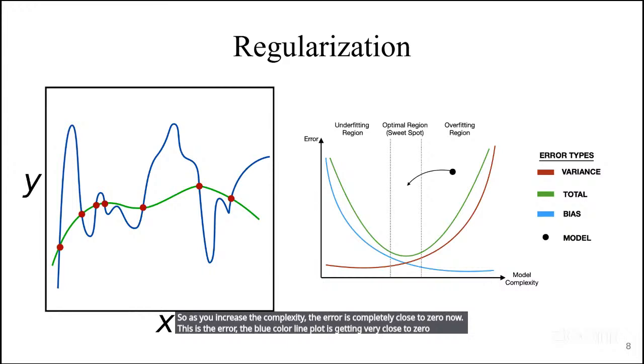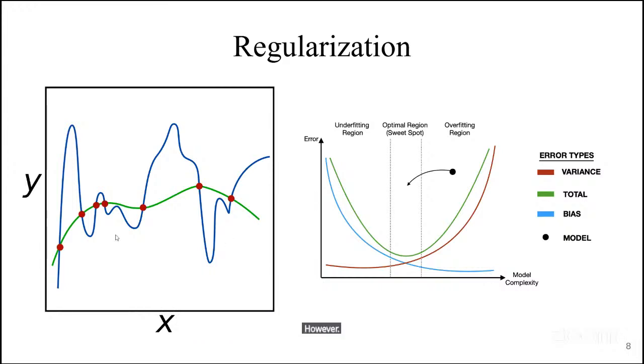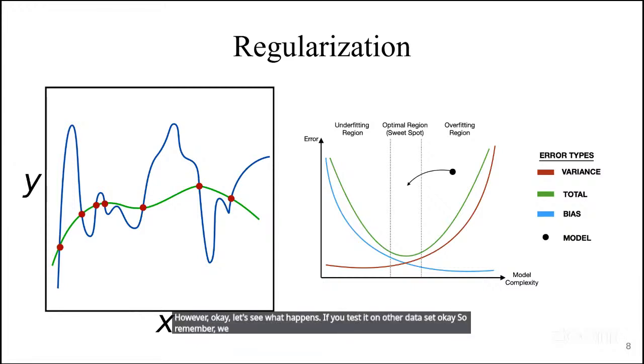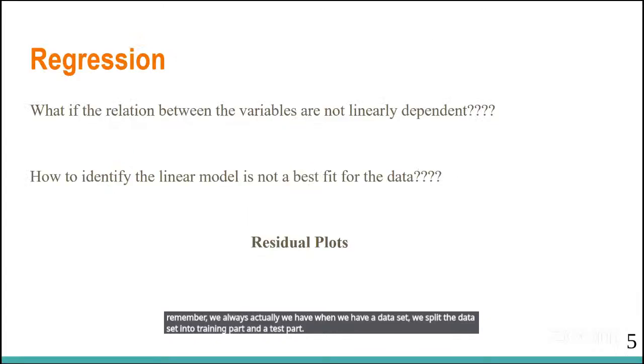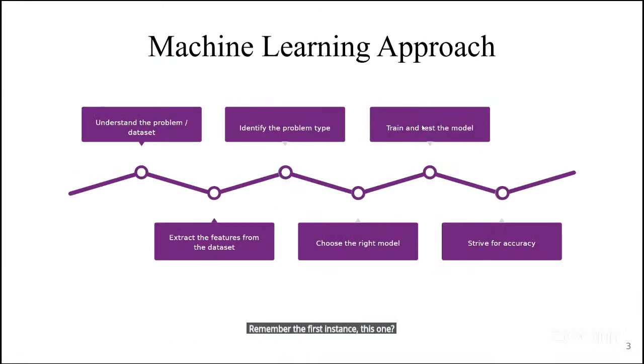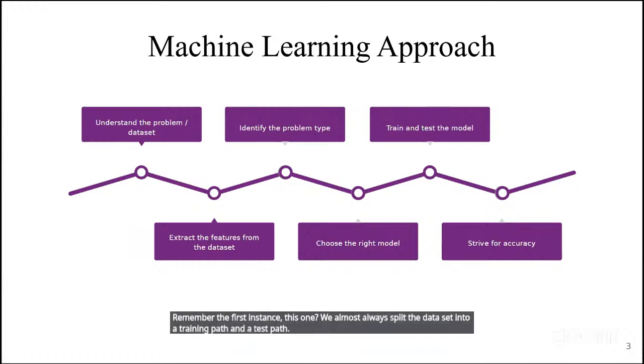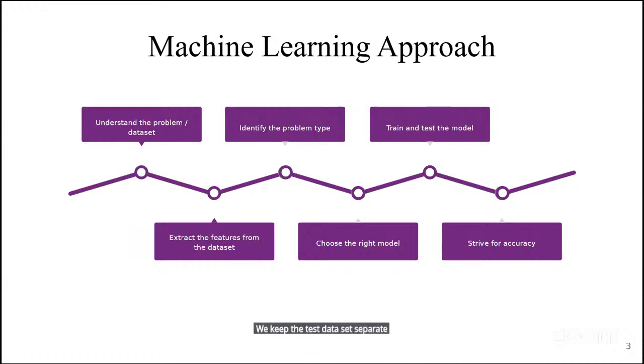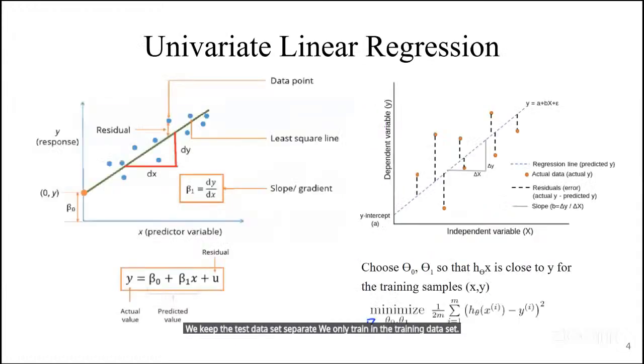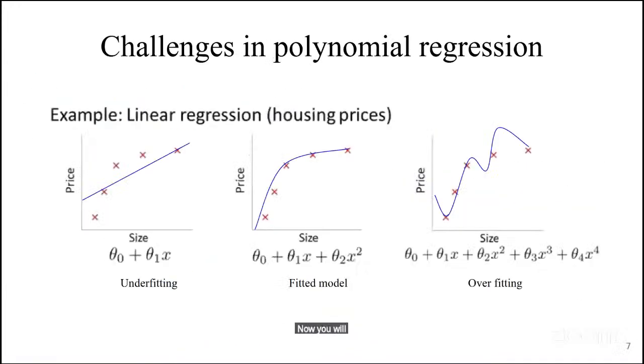However, let's see what happens if you test it on another data set. Remember, when we have a data set, we always split it into a training part and a test part, right? Remember the first instance, this one. We almost always split the data set into a training part and a test part. We keep the test data set separate. We only train on the training data set. Now you will see why we do such a thing.